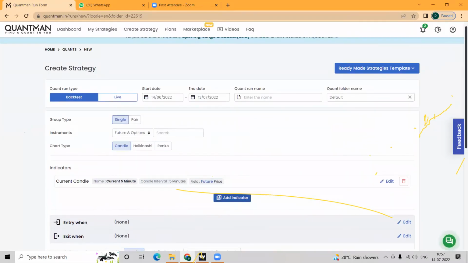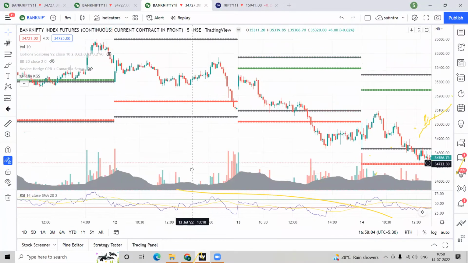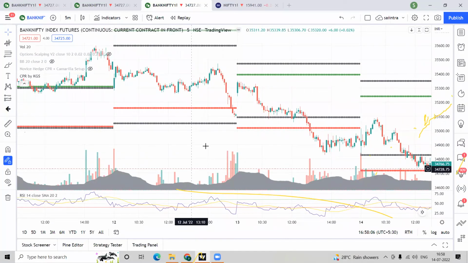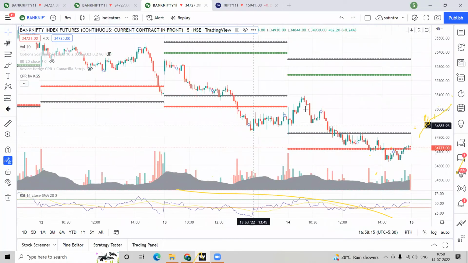Okay, we are waiting for the results. Before that, I am explaining a simple strategy. These black lines are the previous day high and previous day low. Say, for example, assume this is today. The previous day low means this black color line, and the previous day high means this black color line.